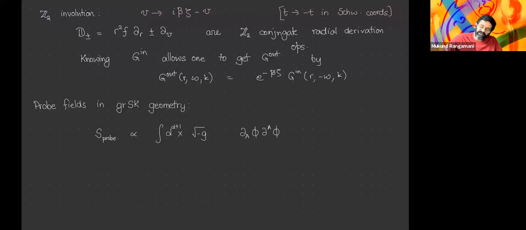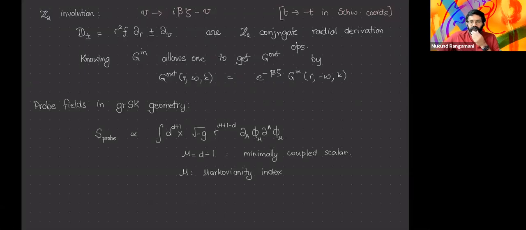Let me talk about scalar fields for simplicity. I'll index them by an index m. What I'm going to do is stick in a factor here, which is not a very covariant thing to do because I'm working in a particular coordinate choice. If m equals d minus 1, this is a minimally coupled scalar. But I invite you to study with me for a bit the general case, general m, and m I'm going to call the Markovianity index. You'll see why. For now, it's ad hoc. I just pulled something out of my hat.